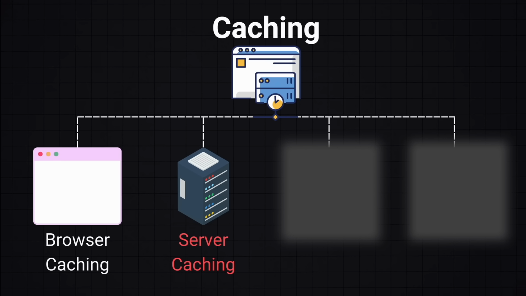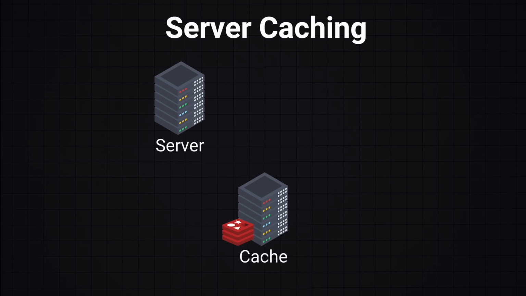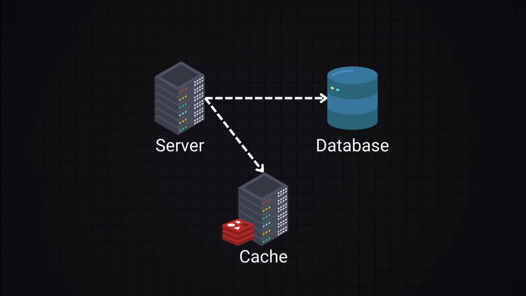We also have server caching, which involves storing frequently accessed data on the server side, reducing the need to perform expensive operations like database queries. Server-side caches are stored on a server or on a separate cache server, either in memory like Redis or on disk. Typically, the server checks the cache for the data before querying the database. If the data is in the cache, it is returned directly, otherwise the server queries the database.